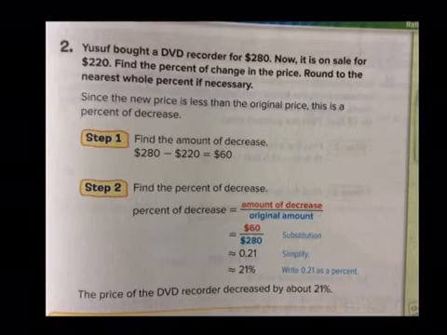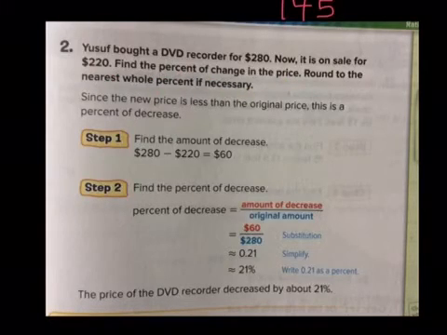Okay, quickly let's take a look at example 2 on page 145, where we see the example of a radio. Yusuf bought a DVD recorder for $280. Now it's on sale for $220. Wow, it went down exactly $60. Do you see that? From $280 to $220 is $60. Find the percent of change in the price. Round to the nearest whole percent if necessary.